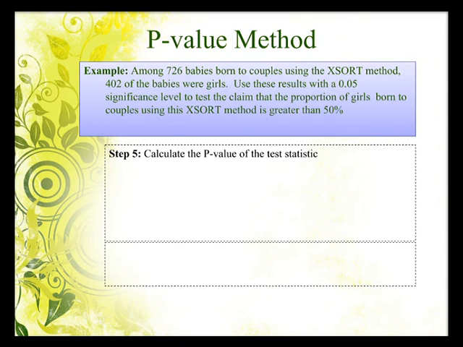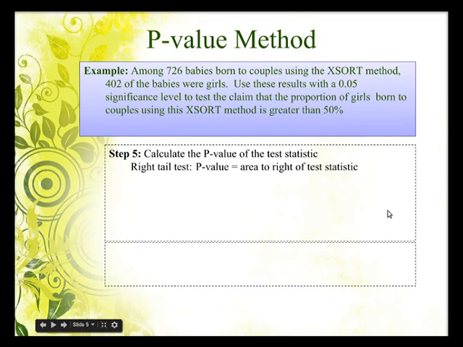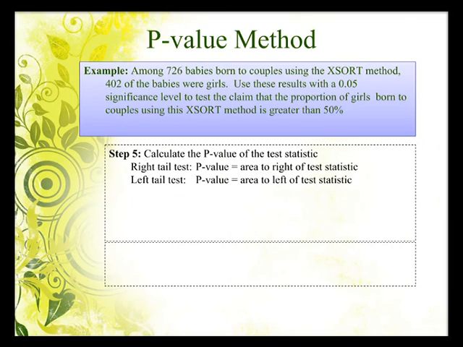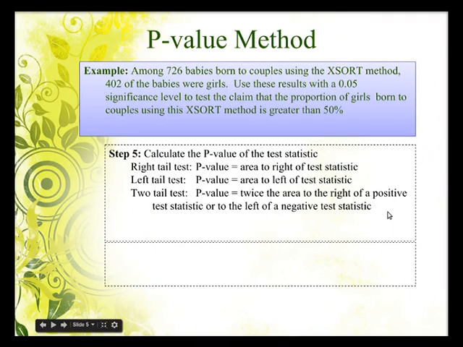Step 5 is to calculate the p-value for that test statistic. That is, we want the probability of finding a test statistic more extreme than ours. Since this is a right-tailed test, the p-value will be the area to the right of our test statistic, 2.89. But if this was a left-tailed test instead, we would find the area to the left of our test statistic. And if it's a two-tailed test, then it's twice the area to the right if it's a positive test statistic, or twice the area to the left if it's a negative test statistic.